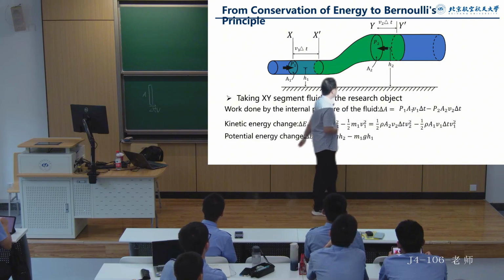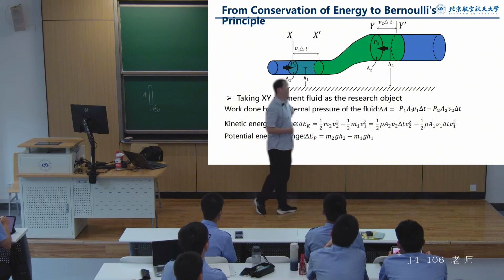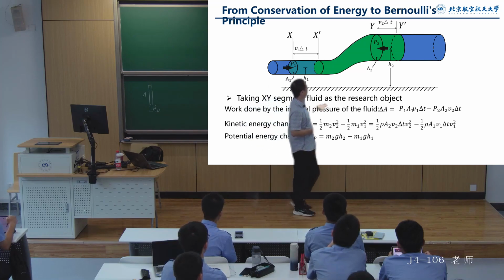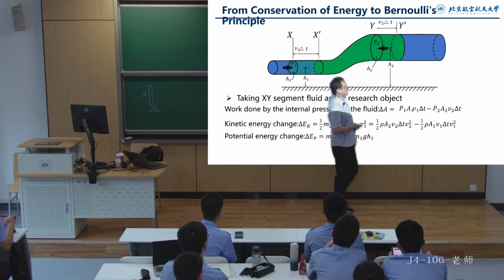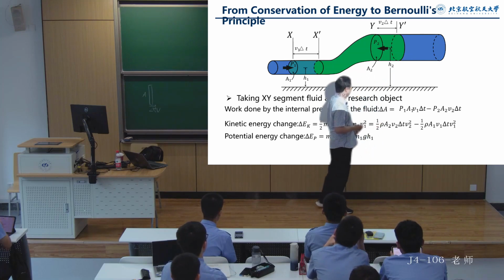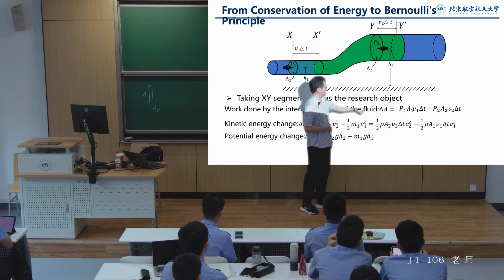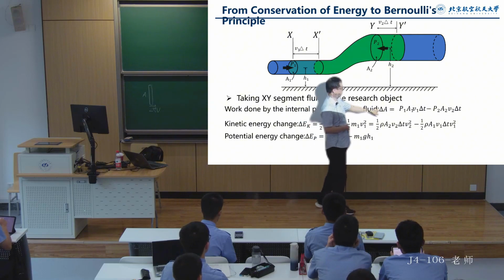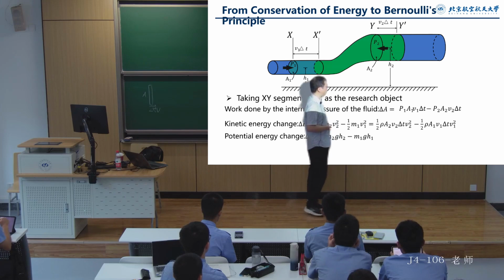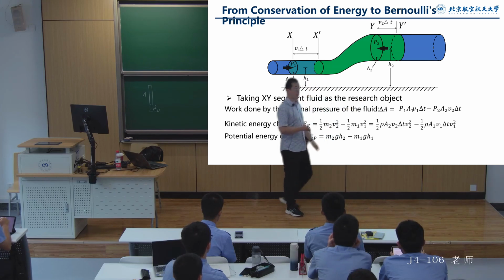Next, we will consider the change in potential energy. Yes, we say it also changes from this segment to that segment. So the total change in potential energy should be m2 multiplied by gravitational acceleration, then multiplied by the height h2, minus the initial m1 g h1. Similarly, we will express m1 and m2 separately using the previous method.